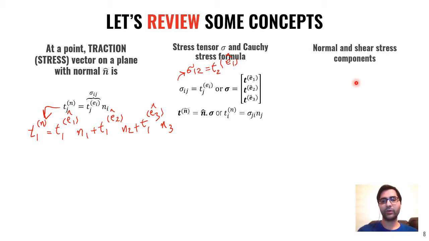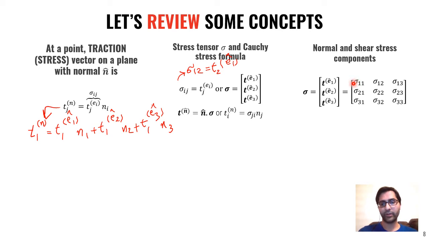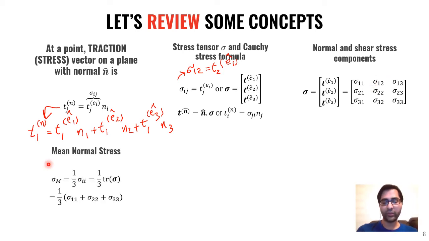Then we talked about the normal and shear stress components of the stress tensor. These are the normal components perpendicular to the surfaces of a cube at that point, and these are the shear components parallel to the surface of the same cube. Then we introduced mean normal stress, which is 1/3 of the trace of the stress tensor, or basically 1/3 of sigma ii.